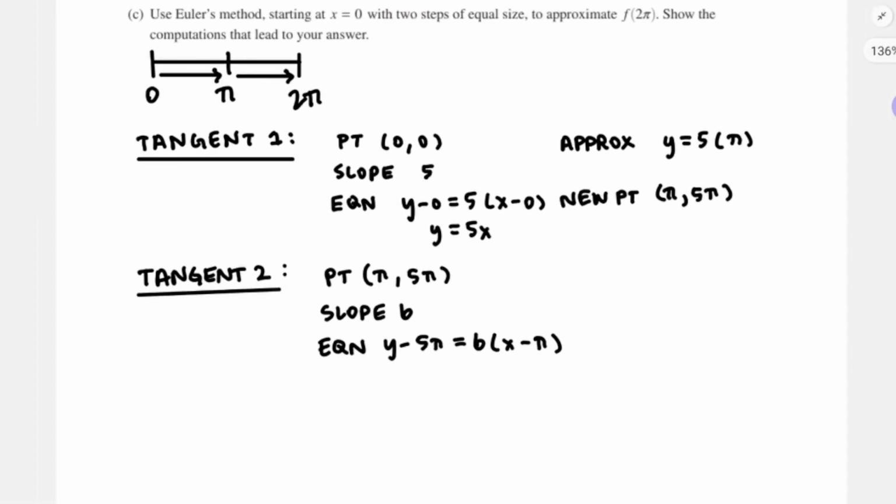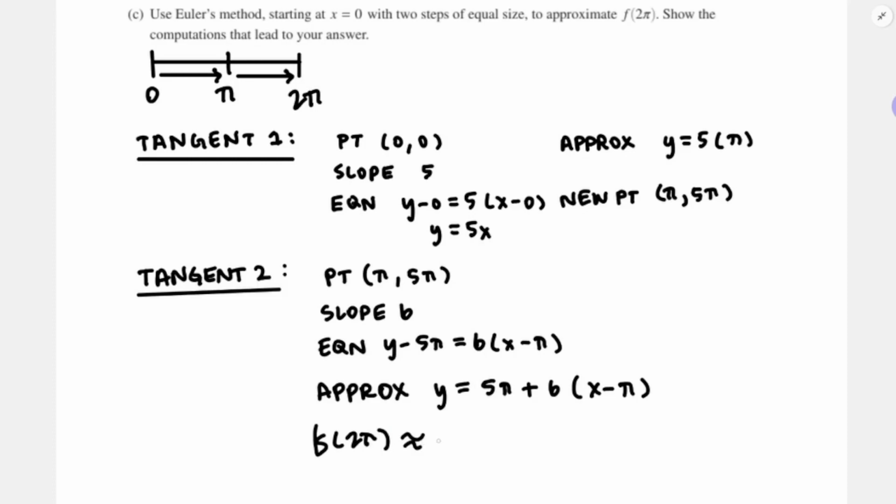Okay. And then for the approximation, because that's really what they wanted, right? To approximate f of 2 pi, yeah. So I'm going to say y equals 5 pi plus 6 times x minus 1 pi. So my approximation would be f of 2 pi is approximately equal to whatever I would get when I plugged in 2 pi for x. So 2 pi minus 1 pi, and I'm just going to stop there.